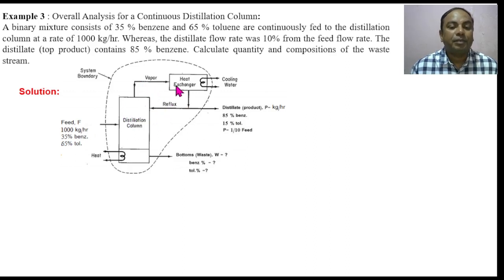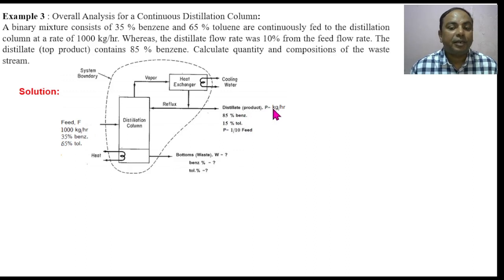We all know that part of the condensate is sent as a reflux to the distillation column, and part of it is collected as a distillate. That distillate contains 85% of the benzene, and this distillate is 10% of the feed that enters the distillation column. Since the benzene content is given as 85%, the remaining would be toluene, 15%.